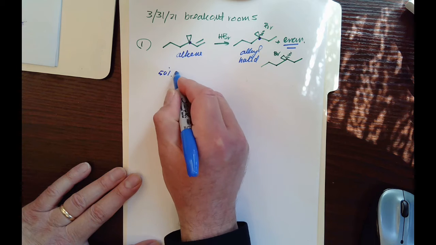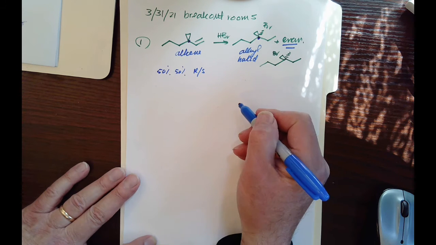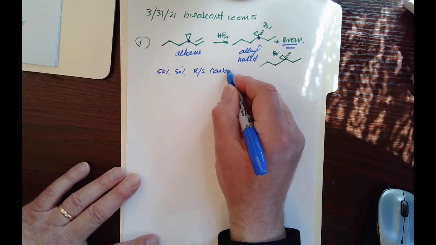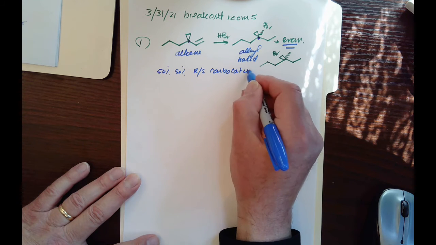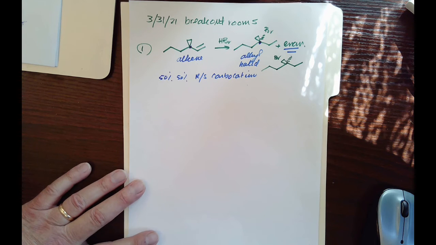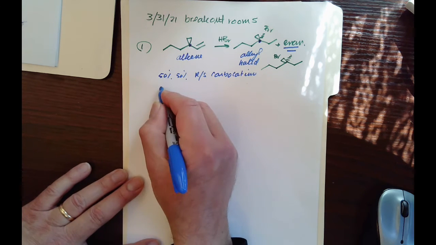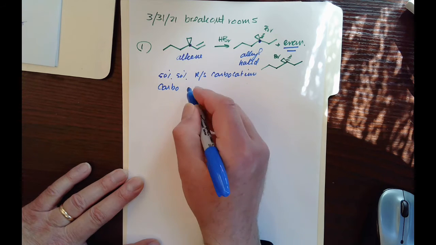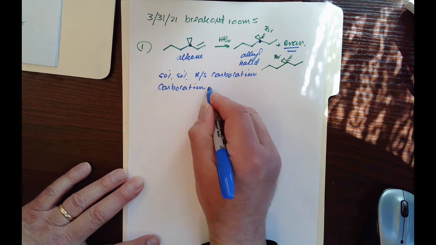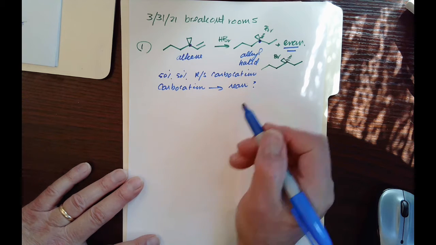So quickly we learn that if we have a 50-50% R and S mixture, that means we had a carbocation intermediate. So definitely we had a carbocation. As soon as we learn there was a carbocation, we really need to think that a carbocation is always, or most of the time, associated with a rearrangement. And it's the case here.